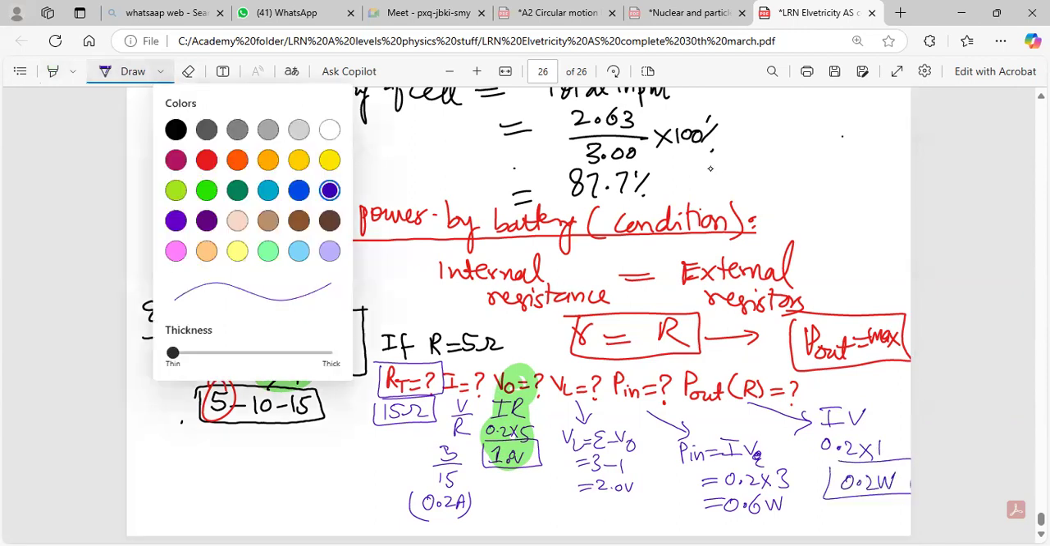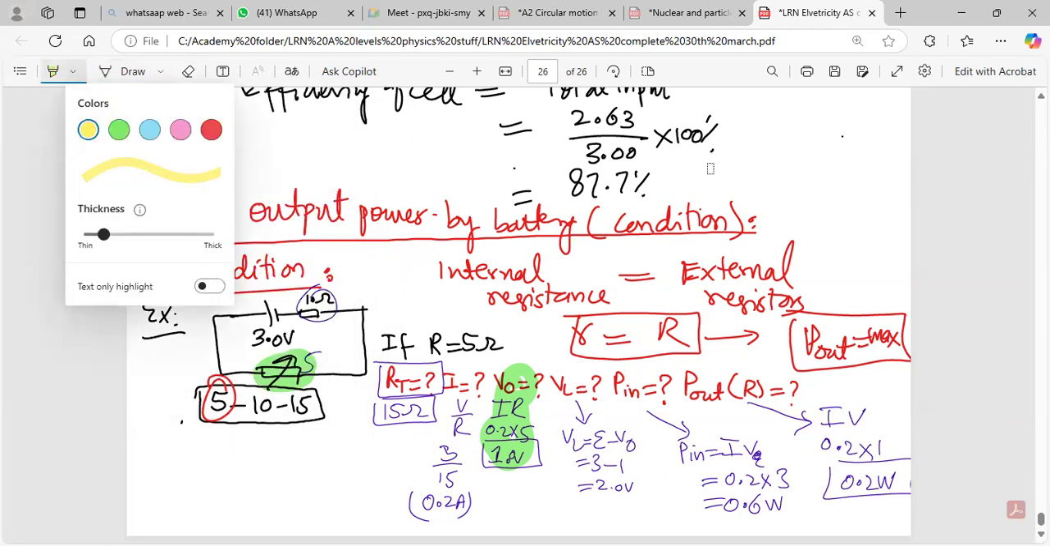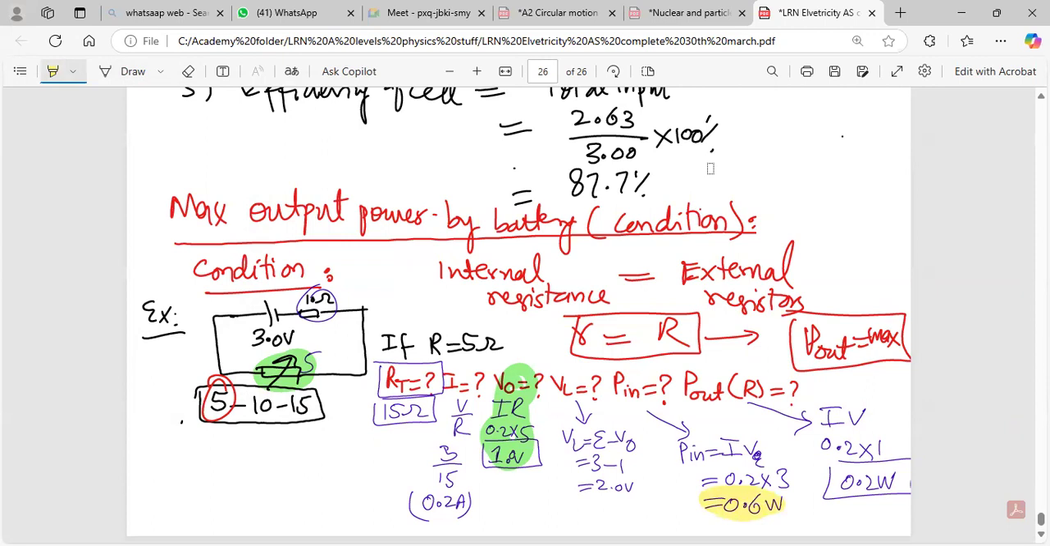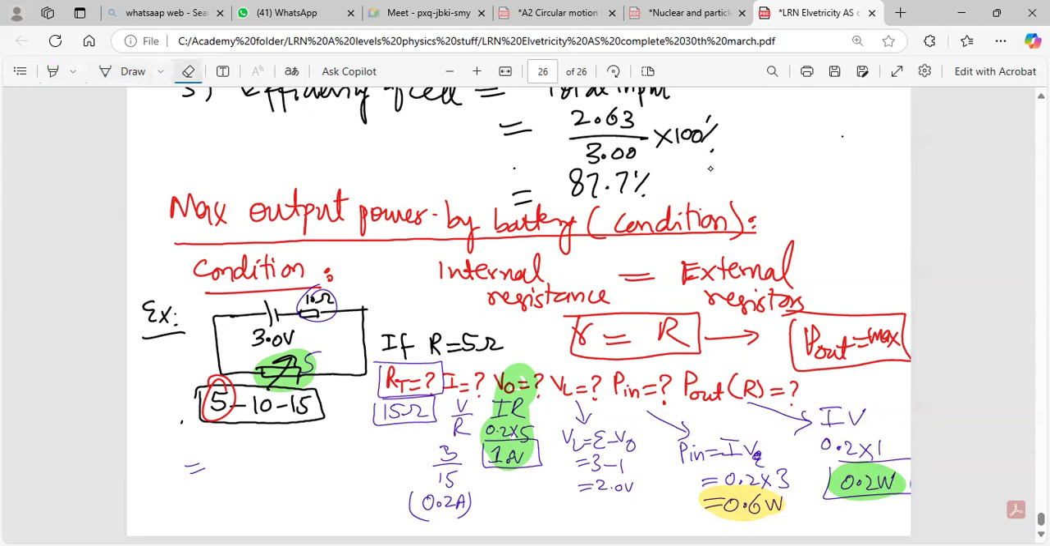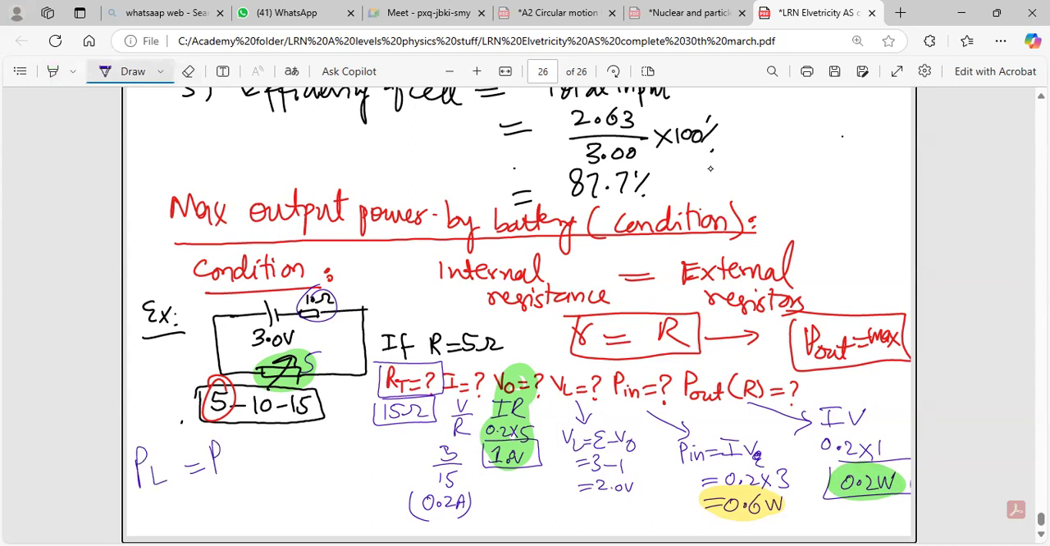It means that the battery is producing a power of 0.6, but only 0.2 is appearing at the output. The rest of the 0.4 is lost. So we have to find lost voltage, sorry, not lost voltage, but lost power. So we find the input power and then the output power, and subtract them. Input was 0.6, output was 0.2. It means 0.4 watt is lost.